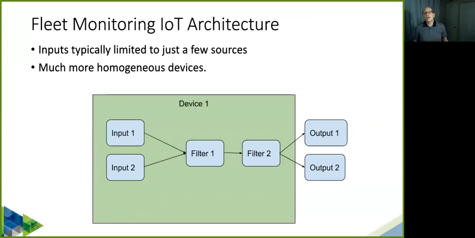Now, how does this change for IoT? Typically, IoT devices are resource constrained. They're much more homogeneous. So, in an enterprise IT space, you're going to have a lot of different kinds of devices. You're going to have some servers, some rack mounted servers, some desktop servers.